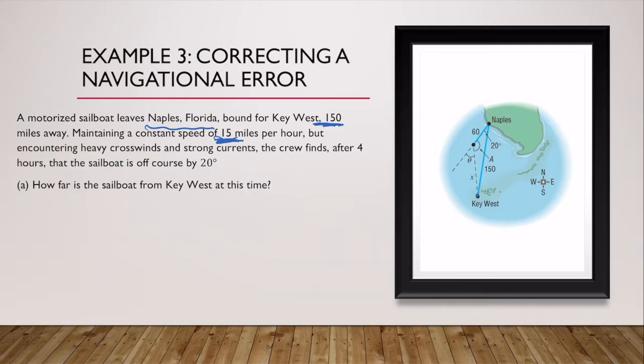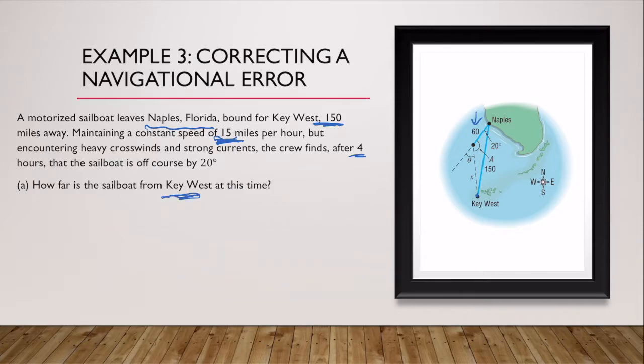After 4 hours, so if going 15 miles per hour for 4 hours gets us 60 miles away from Naples, we find we're off course by 20 degrees. This is a side-angle-side triangle. We can solve this. So how far is the sailboat from Key West at this time?